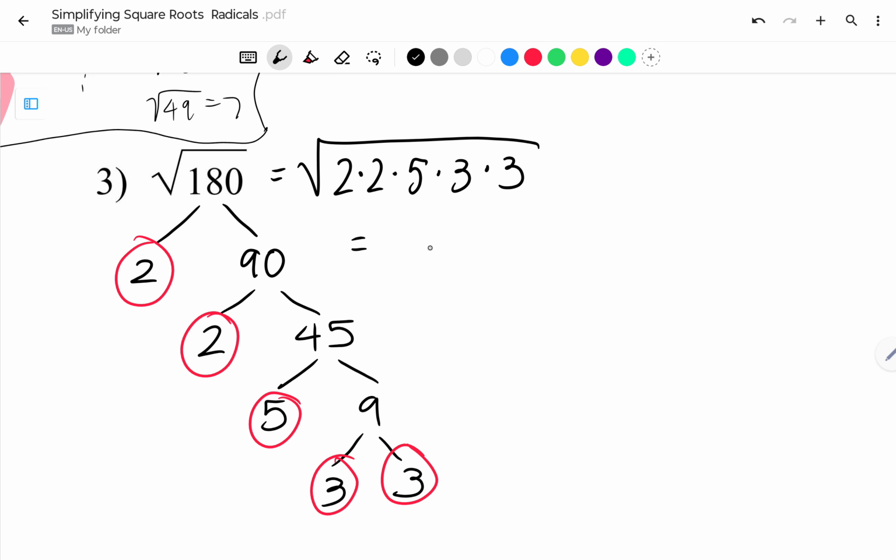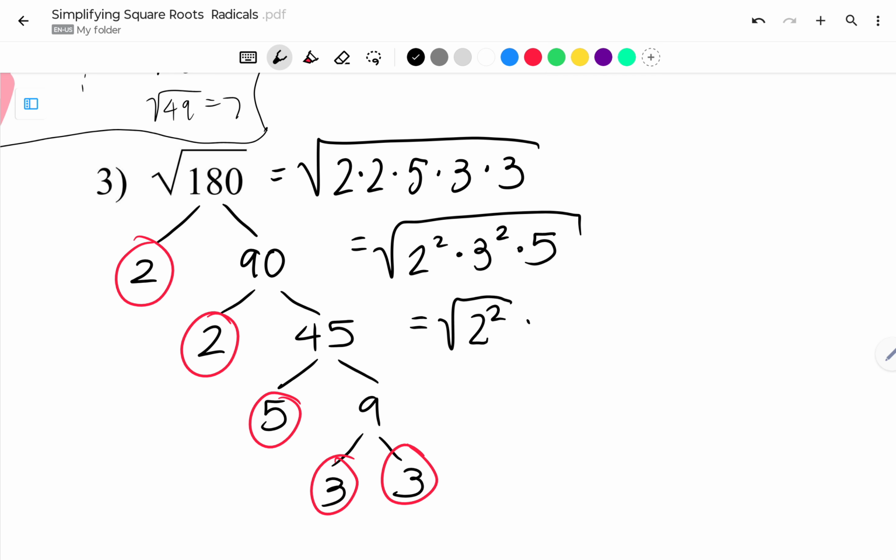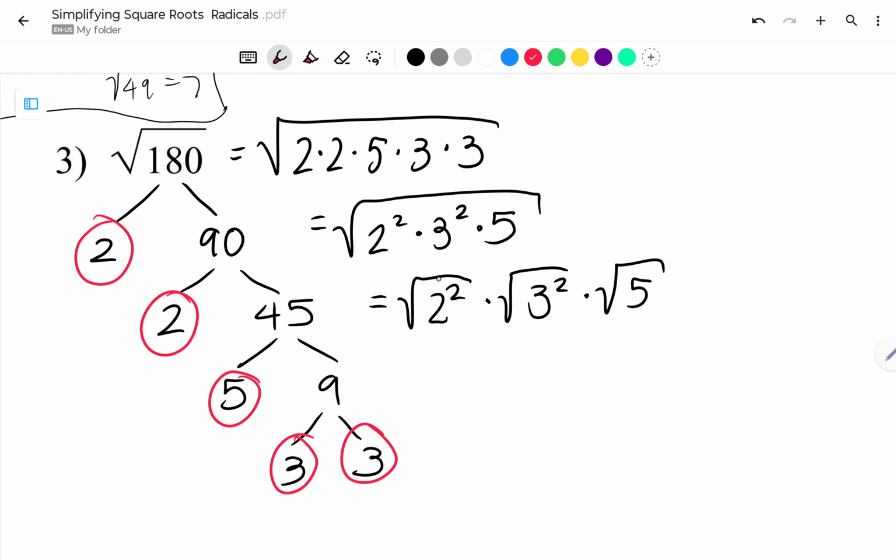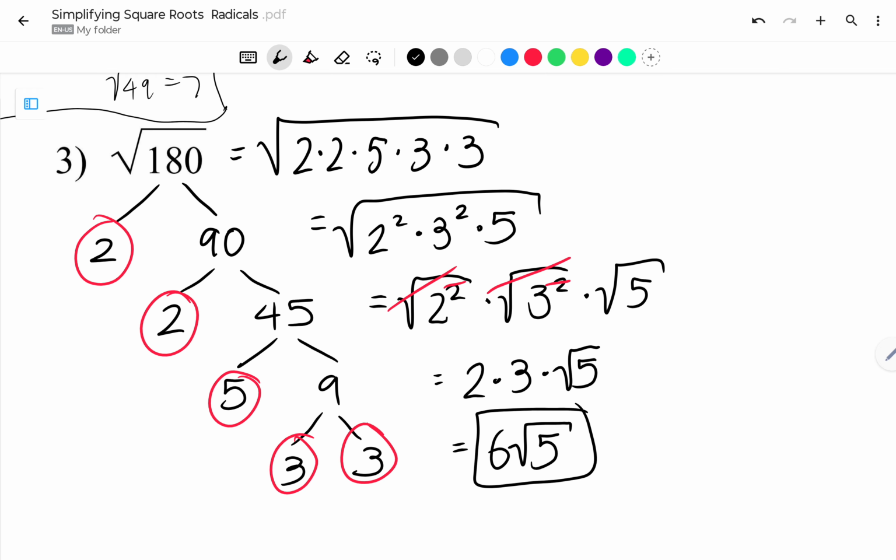And then group them up. 2 squared times 3 squared times 5. Pair them up. Put them in pairs. So that means I can split these up. And then 5 is by itself, so lonely. And you can cancel these out. Cross that out. Cross that out. So you get just 2 times 3 times square root of 5. 2 times 3 is 6. Okay.